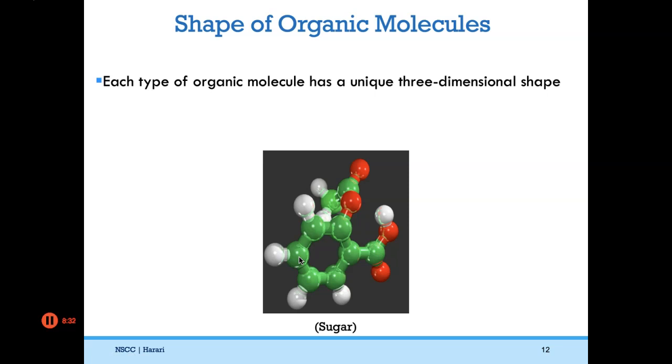So each type of organic molecule has a unique three-dimensional shape. And for all molecules, especially in biology, the shape and structure determines its function. So this structure is of carbon, oxygen, and hydrogen. Because this is structured in such a way, this is sugar. This is glucose. If this were not structured in this way, then it would not be a sugar anymore. If I were to take out one of these carbon atoms, it would no longer be a sugar because that would change its shape, and the shape determines its function. So keep that in mind as we talk today about different structures and how those structures would affect their function.